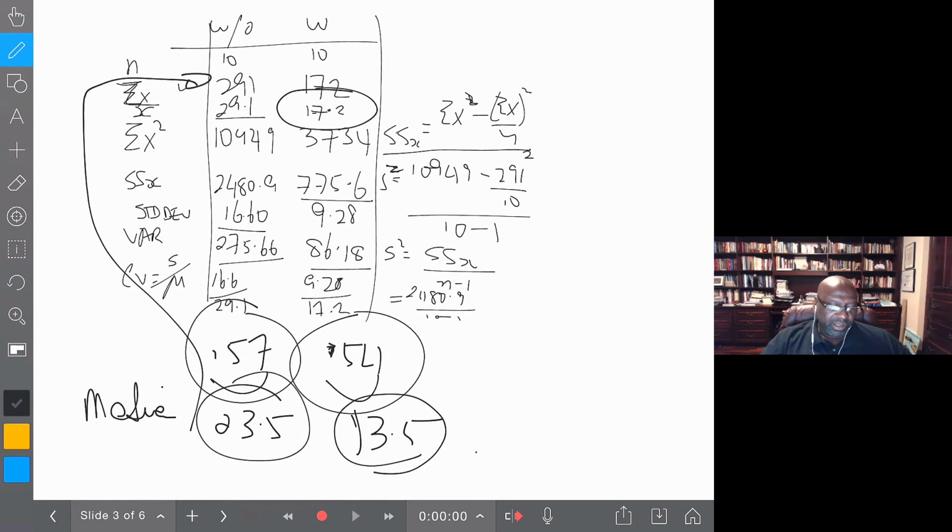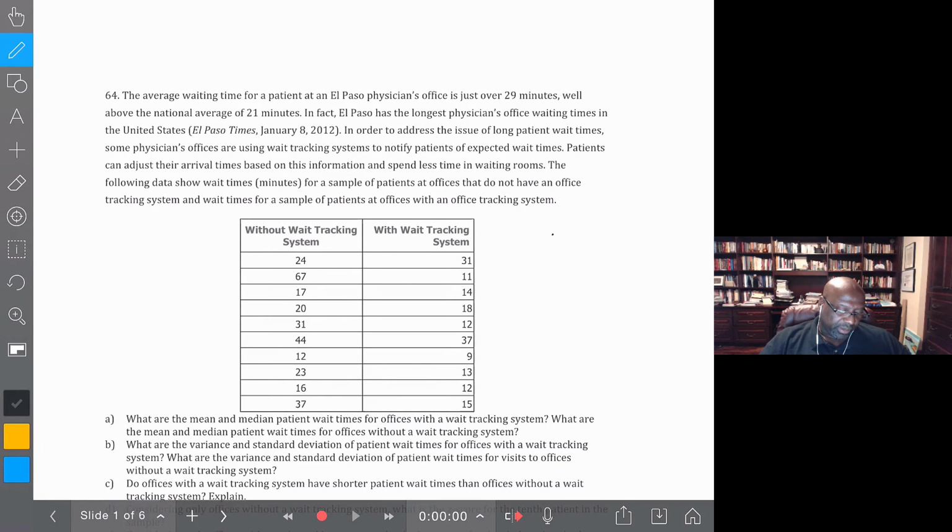Okay. The last thing that we might want to do is, I think we will ask the question whether or not we had some outliers. Let me just double check that. Do offices with a weight tracking system have shorter weight patient times than offices without? Clearly, when you look at that, the answer is yes. And what's the reason for that? Well, the reason for that is information helps patients make a decision that would allow them to come slightly closer to the time that their service ought to be delivered. And so as a result of that, you have a natural effect.